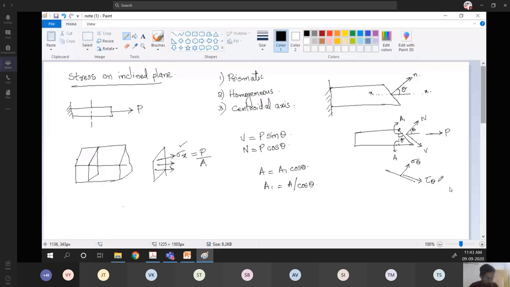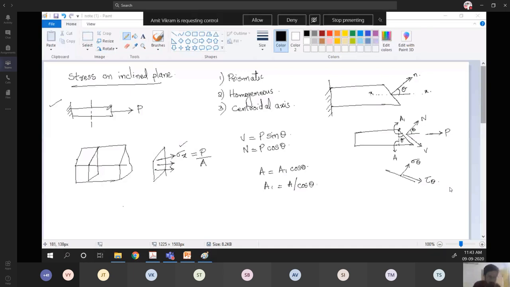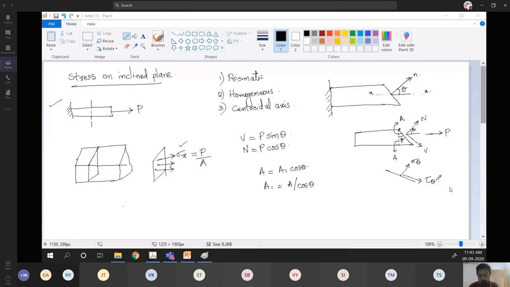I just want to ensure that in the first case, when we take a cross section perpendicular to the applied load, we only had the normal stress. The shear stress was coming as 0. But when we take an inclined section and resolve the original tensile load into two parts, we will get a normal stress as well as shear stress along the inclined section. So what can we say about sigma theta and tau theta in terms of P?